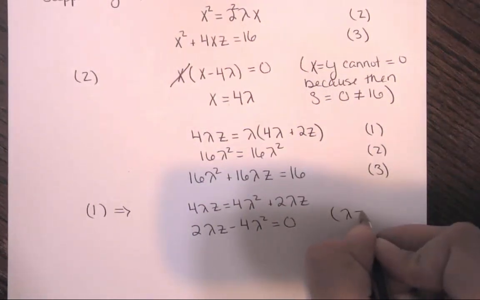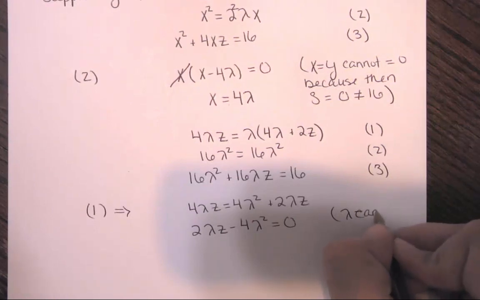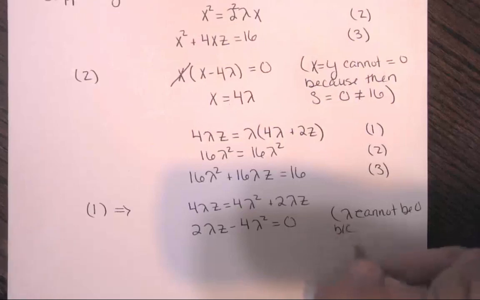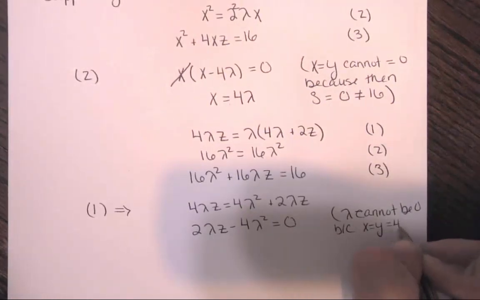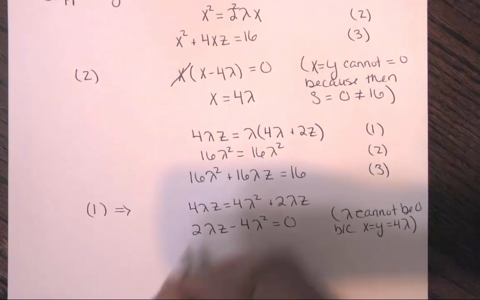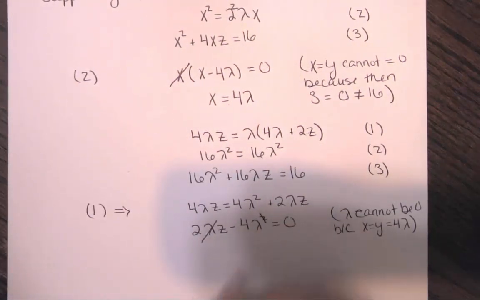Now, lambda cannot be 0 because x, which equals y, equals 4 lambda. And as we discussed before, we can't have x and y be 0, then the surface area of the box would be 0. So I can divide through by lambda. And that would give me z equals 2 lambda.